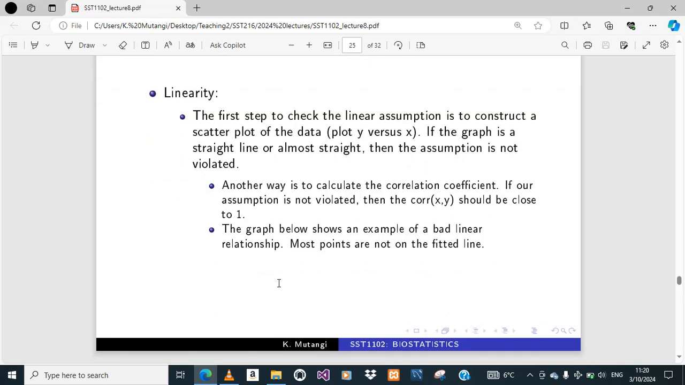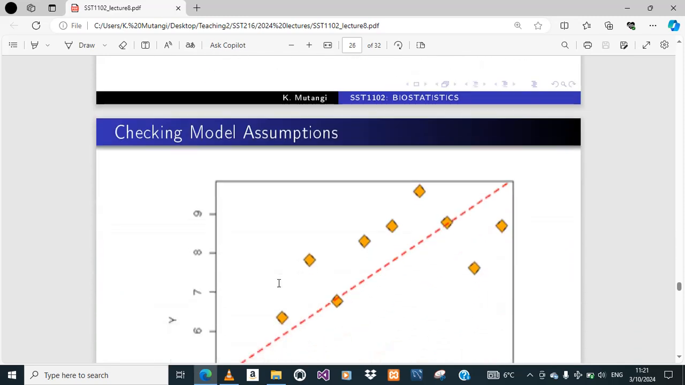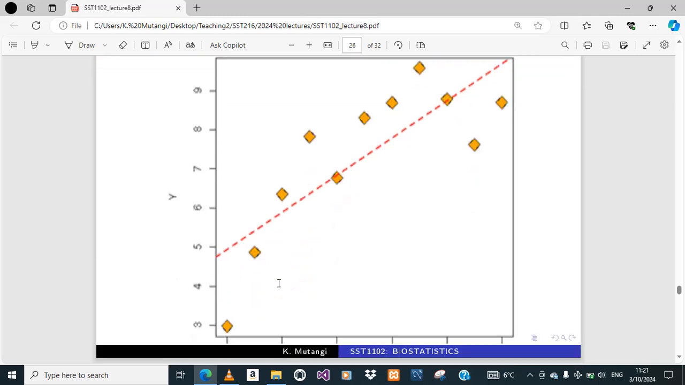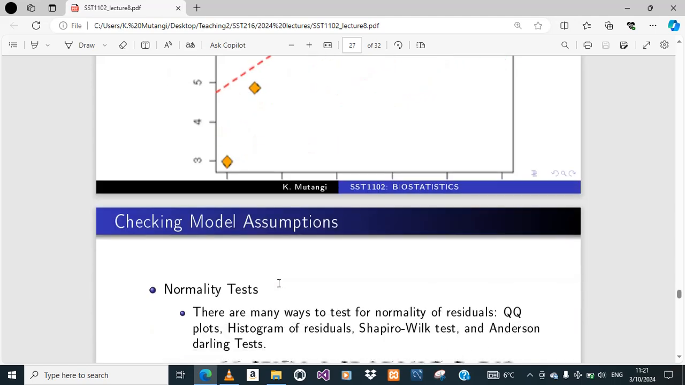Another way is to calculate the correlation coefficient. If the assumption is not violated, then the correlation of x and y should be close to 1 or to minus 1, showing a very strong linear relationship existing between y and x. So it should be close to 1 or to minus 1, where we have an inverse relationship. The graph below shows an example of a bad linear relationship. Most points are not on the line. If you look at this graph here, you realize that most points, except those two, are not on the line. So this is not a very good linear relationship between x and y.